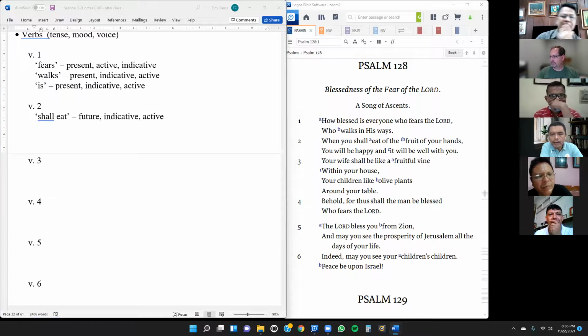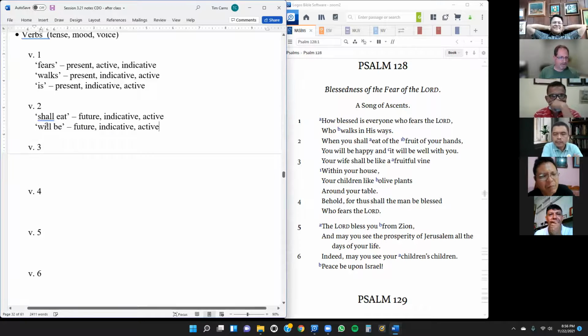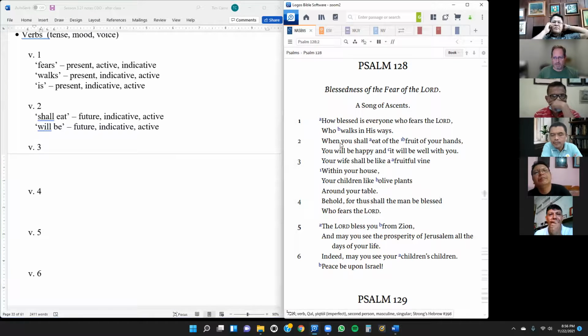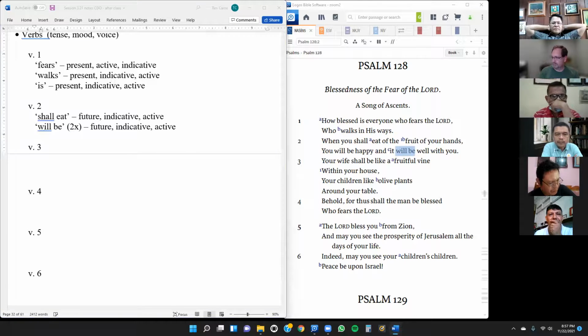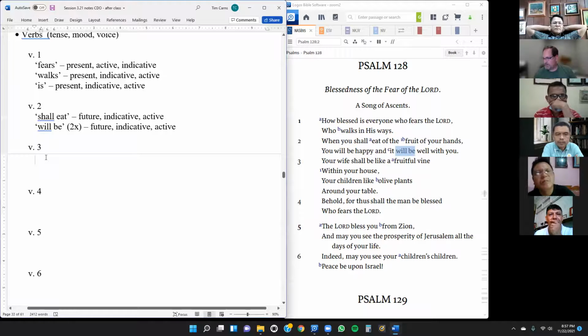Any other? Will be. Future. Indicative, active. Yep, they're both the same, right? And notice the helper verb shall or will identifies the future tense. Okay, good. Any other verbs there? The same, will be. Yeah, there's will be twice. All right, 2 times. It's the same in each case. All right, very good.